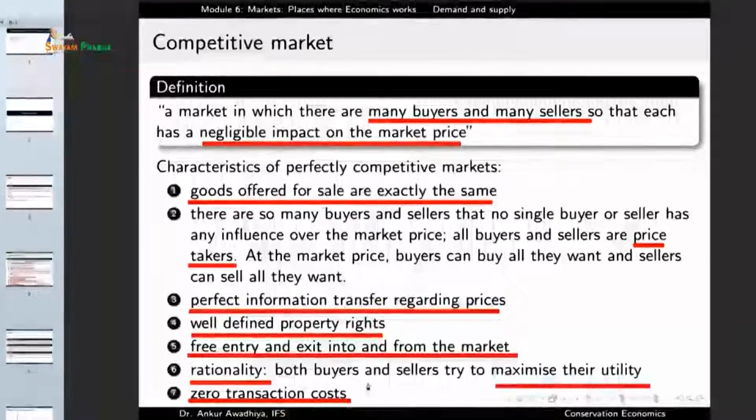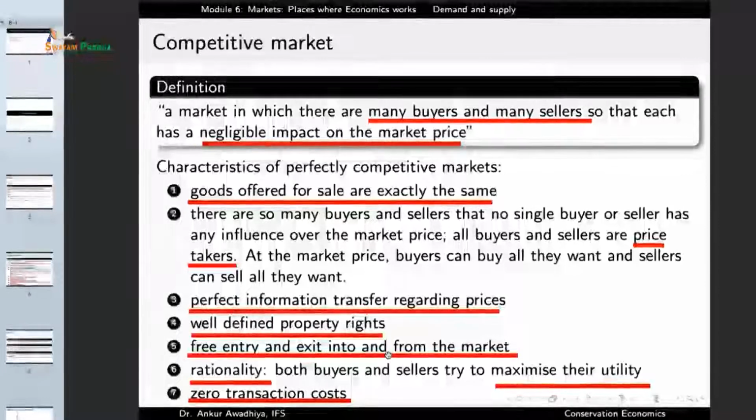The goods that are offered for sale may be different. There is a branding of goods in most of the markets. So people may not consider one brand to be equivalent to another brand. Not everybody is a price taker. People try to negotiate, people try to haggle, people try to bargain. We do not have a perfect information transfer regarding prices. So it is possible that once you have bought your good, you come to know that there is another seller who was, say, selling at a lower rate. There is no perfect information transfer in the real world markets.